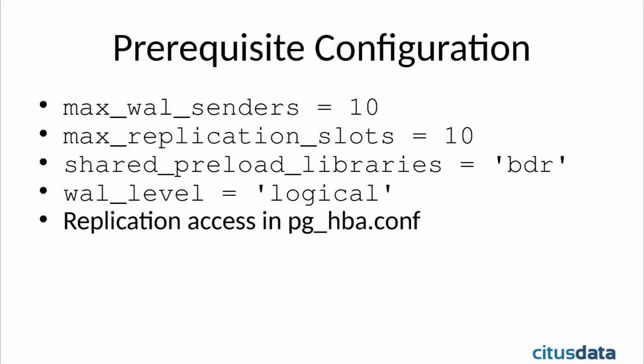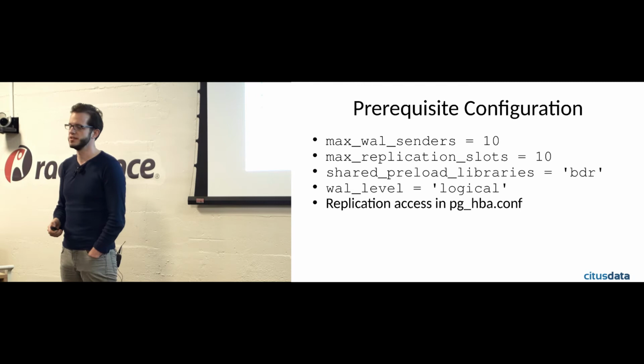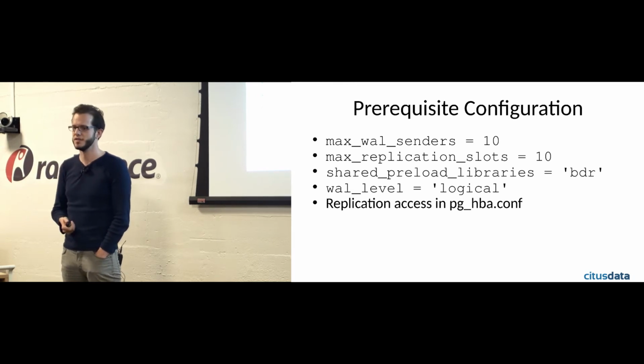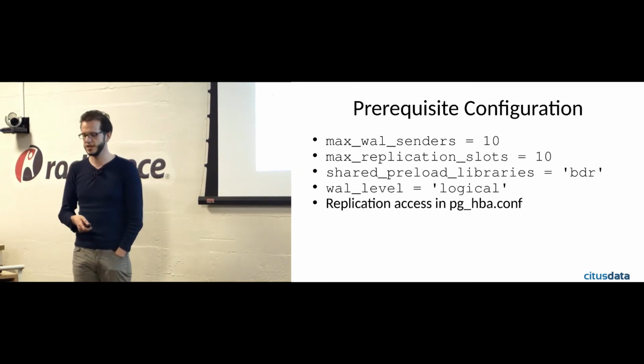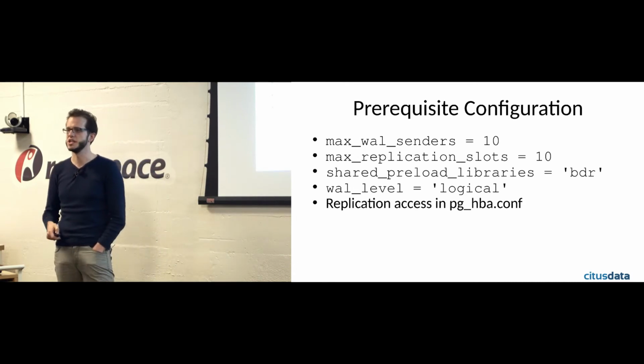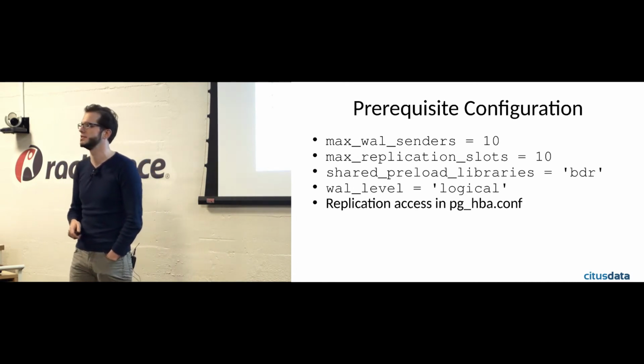So what are the prerequisite configuration steps? You have to allow that changes are streamed out, which means you have to set max_wal_senders to some number higher than the standbys you use. That's the same configuration variable you have to set for streaming replication.